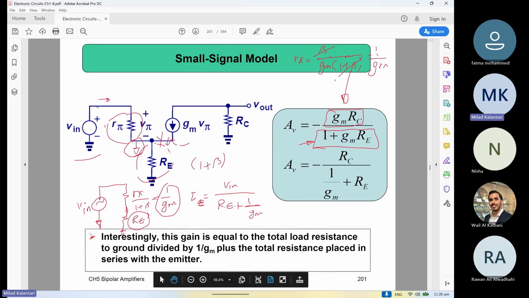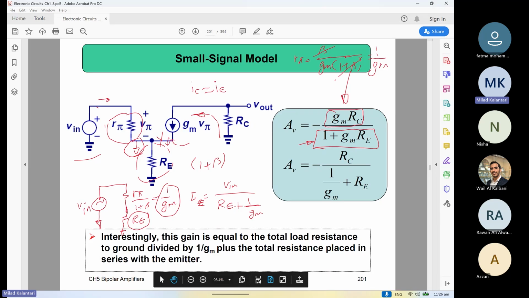And also we know that the emitter current is pretty much similar to the collector current, right? You have the emitter current, so this current is passing here because IC is pretty much similar to IE. Is that clear? So in order to find V out, you just need to multiply this current by RC, right? If you multiply this by RC, it gives you the V out. There is a negative sign because of the direction of the currents.